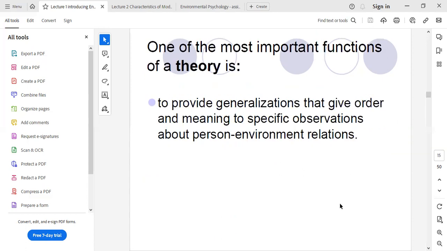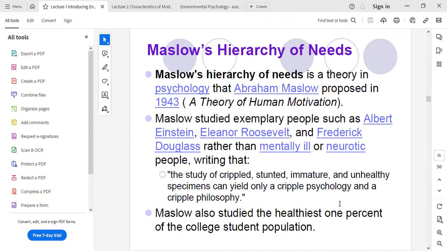One of the most important functions of a theory in psychology at large is that it helps to provide generalizations that give order and meaning to specific observations about person-environment relations. We are going to look at a theory by Abraham Maslow, which can provide a generalization that gives order and meaning to specific observations we have made about person-environment relationships. Let's look at Maslow's hierarchy of needs. I believe some have read about it. Probably those who have done a subject in business management have been told about Maslow's hierarchy of needs.